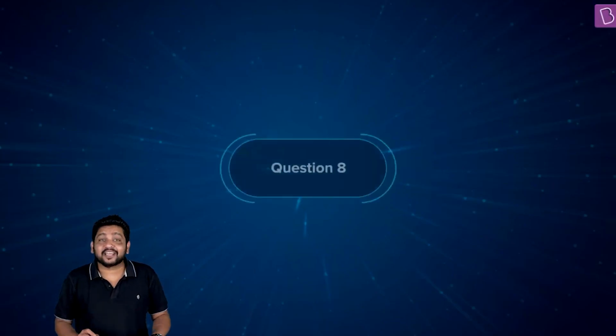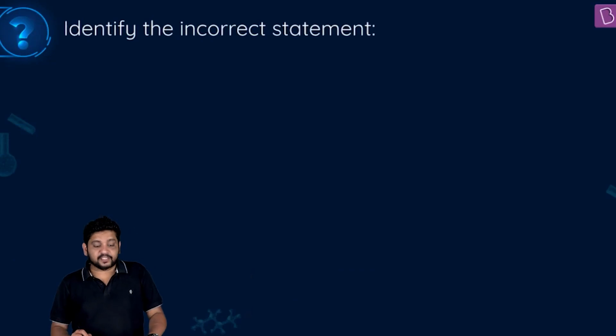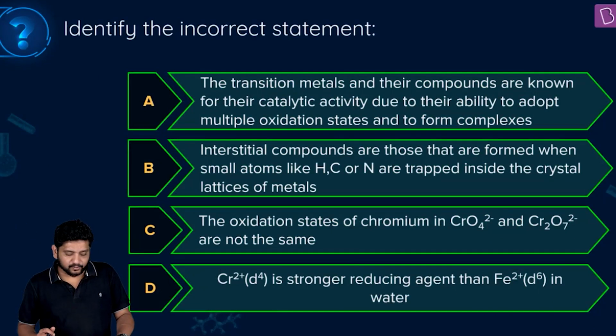Okay, so now let's look at the next question. Okay, this question says identify the incorrect statement, right? So we are given 4 statements and we have to identify the incorrect one. Let's read out the options one by one first.